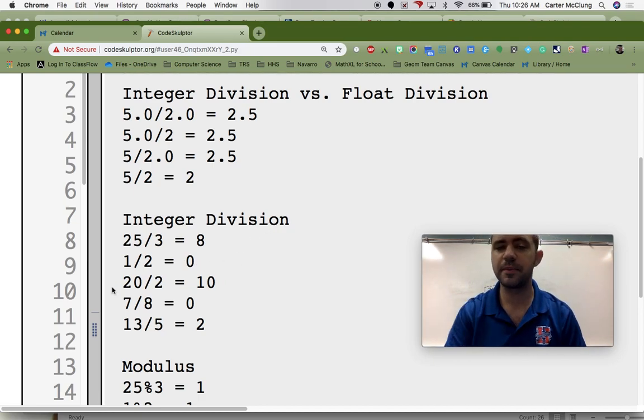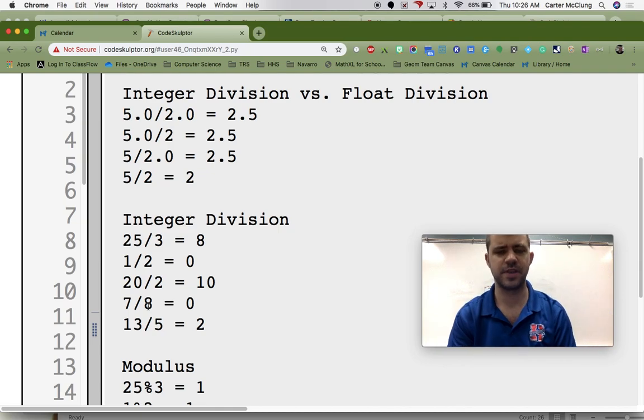Of course, 20 divided by 2 works the way we would think it would, because 20 divided by 2 is just 10, so that's what it gives us. Again, 7 divided by 8, usually it would just be a long decimal there, 0 point, and then a bunch of decimals. But since it's integer, it will only give us the 0. 13 divided by 5, 5 only goes in 2 times, and then it just gets rid of all the leftovers. Okay?